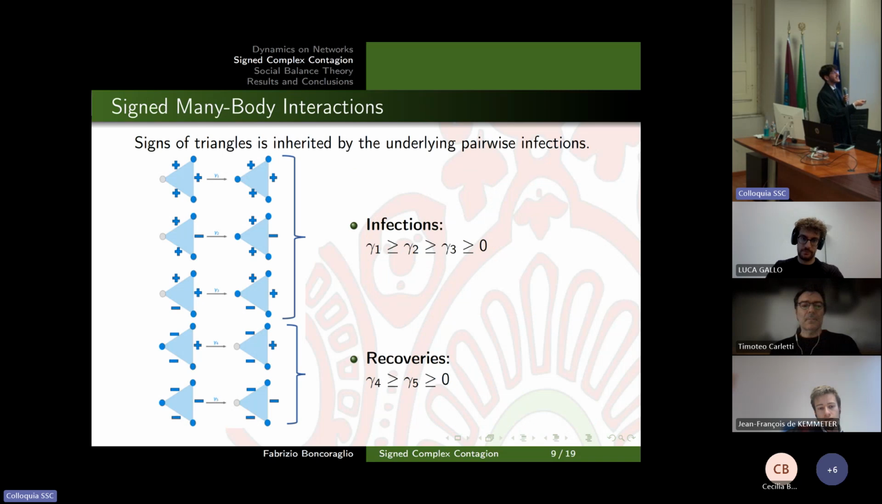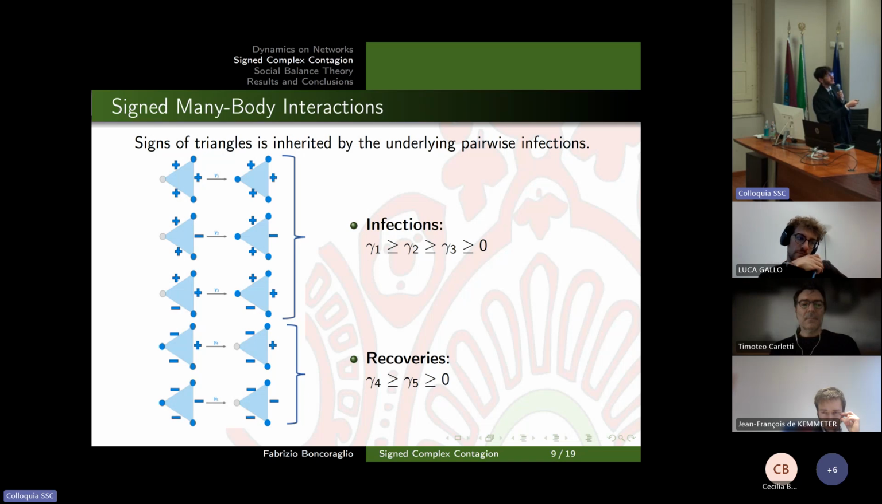Similarly, we have to introduce higher order contagion processes with signs. Don't be scared by this picture, but basically the main idea is that these three top reactions on top of the dynamics are the three-body infections. So three nodes, of which one is susceptible, interact simultaneously, and the susceptible node with a probability gamma 1 can become infected. These two instead are nonlinear recovery processes, three-body interactions, where an infected node that does not trust the other two can become susceptible, so it can reject the opinion.